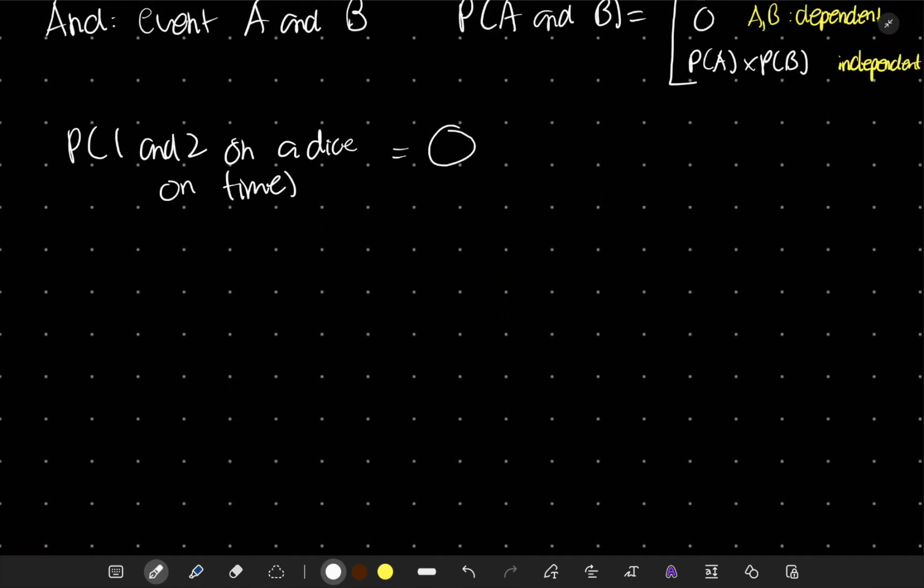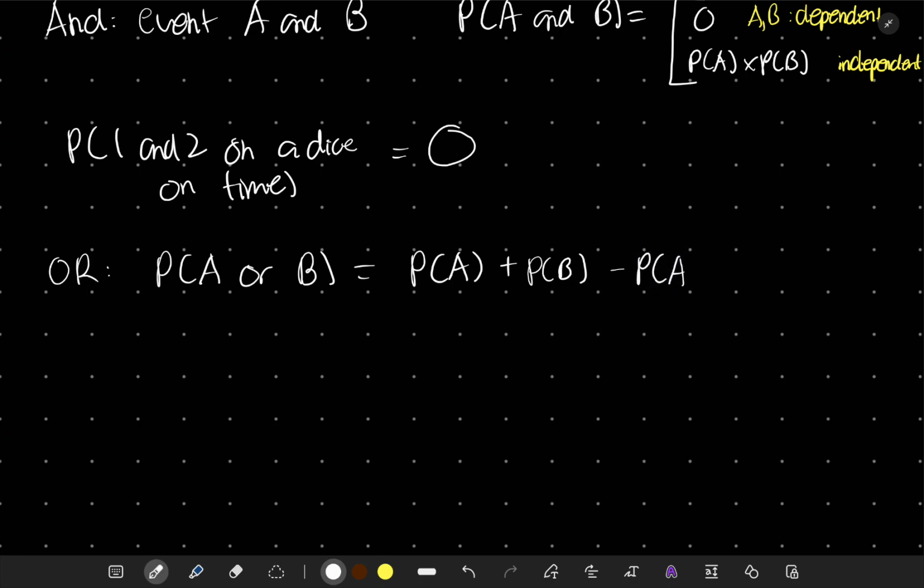So let's consider then this idea of or. For A or B, notice how for and, we focus on multiplication. So I'm going to define or as addition, because or is basically combining the two probabilities. But then I'm going to subtract the overlap, the both of them happening.